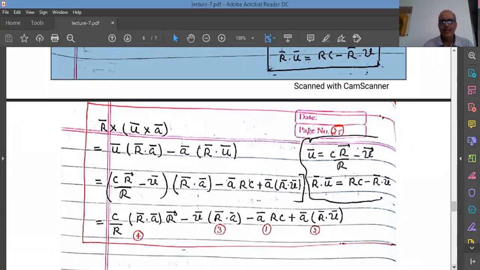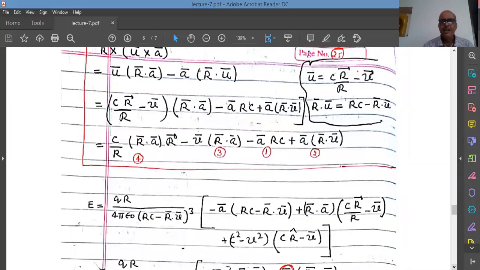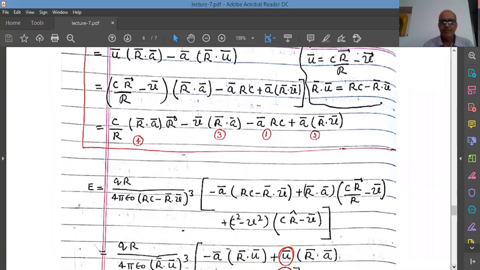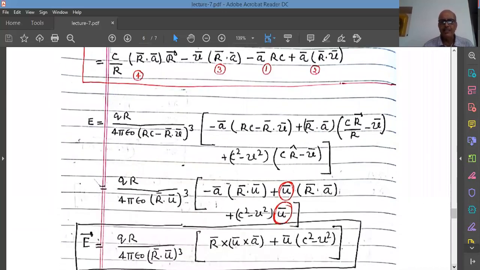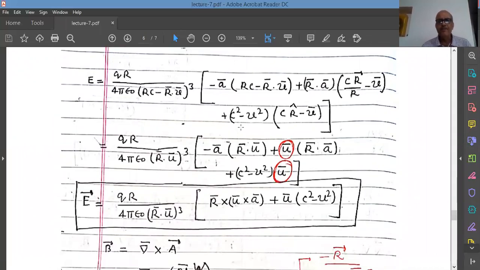We will make use of all these expressions here. This is whatever I have done inside a bracket. That is another way of checking that R cross A cross U is similar to what we got, but we have a direct method also. So we calculated basically all the 6 terms here. So this is minus A into (RC minus R dot B).